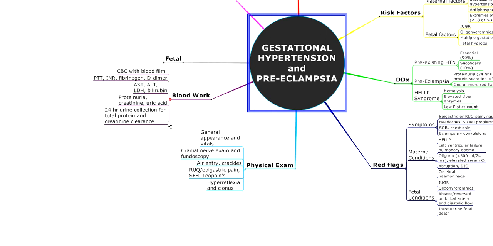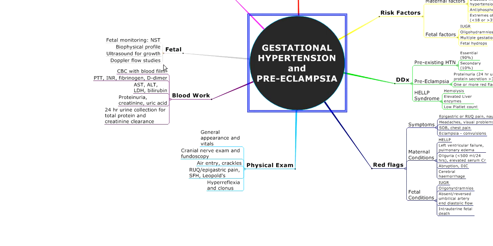Since preeclampsia is a systemic disease, the blood work needed in the workup becomes quite extensive. CBC with blood film, AST, ALT, LDH, and bilirubin will screen for HELLP syndrome. Creatinine and uric acid abnormalities will identify renal failure, and 24-hour urine samples will help differentiate between gestational hypertension and preeclampsia.